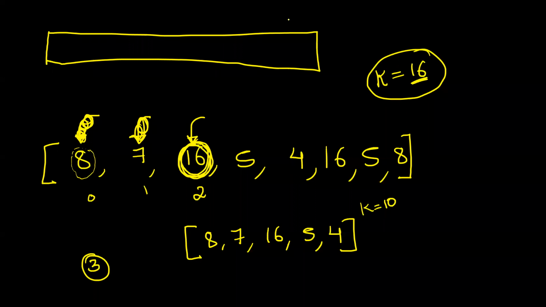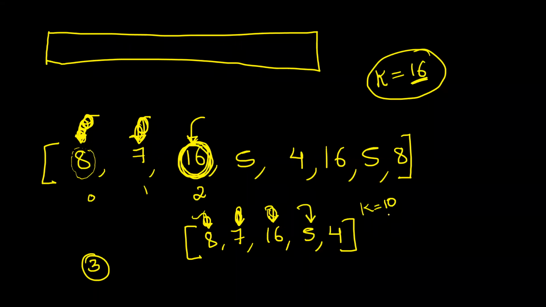I want to search for k equal to 10 in the array. So what will I do? I start searching. I first of all come to index number 0. Is this matching with the target? No. I move to index 1. Is this matching with the target? No. I move to index 2. Is this matching with the target? No. I move to index 3.